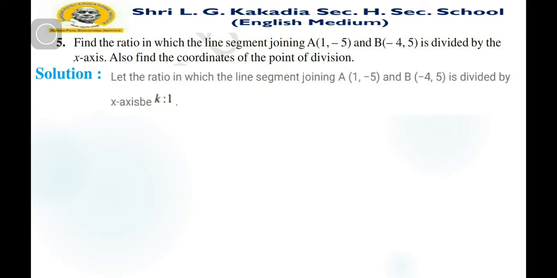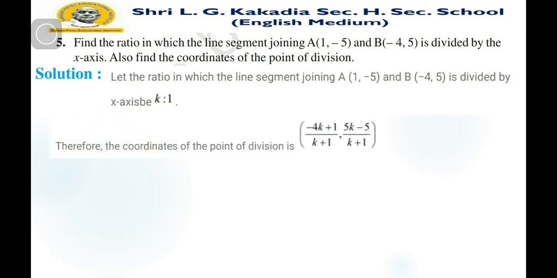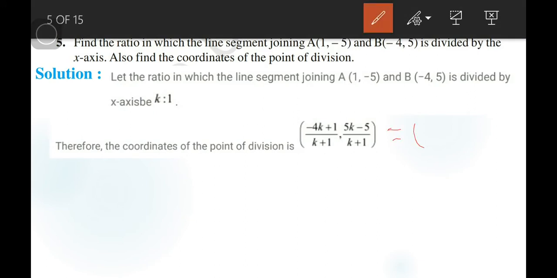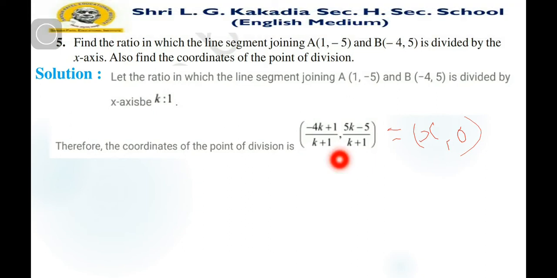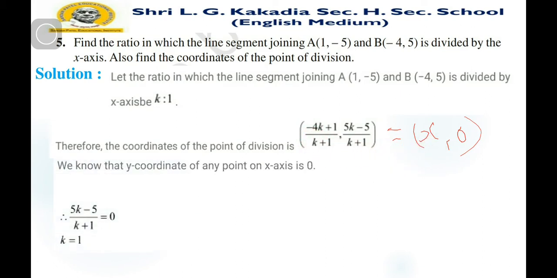So the formula to find the coordinates, as we know, here it will be equal to (x, 0). Then (k x2, that is minus 4k, plus x1, that is 1) upon k plus 1, and (k y2, that is 5k, minus y1, that is minus 5) upon k plus 1. Now comparing both sides, we know that the y coordinate of any point on the x-axis is 0, as you can see in the figure.